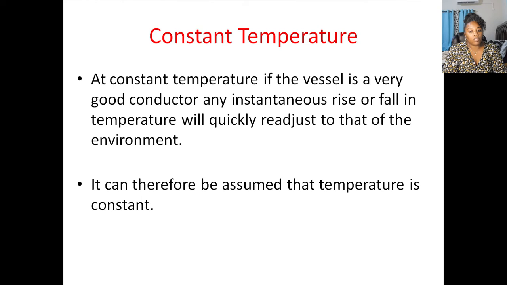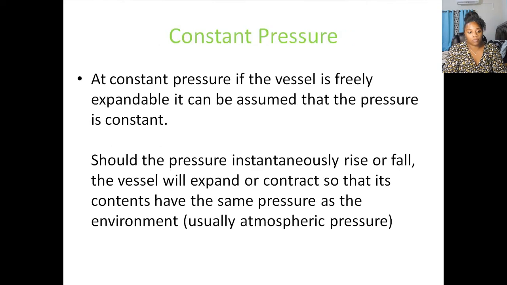At constant temperature, if the vessel is a very good conductor, any instantaneous rise or fall in temperature will quickly readjust to that of the environment. It can therefore be assumed that temperature is constant. At constant pressure, if the vessel is freely expandable, it can be assumed that the pressure is constant. Example, a balloon. Should the pressure instantaneously rise or fall, the vessel will expand or contract so that its contents have the same pressure as the environment, which is usually referred to as the atmospheric pressure.